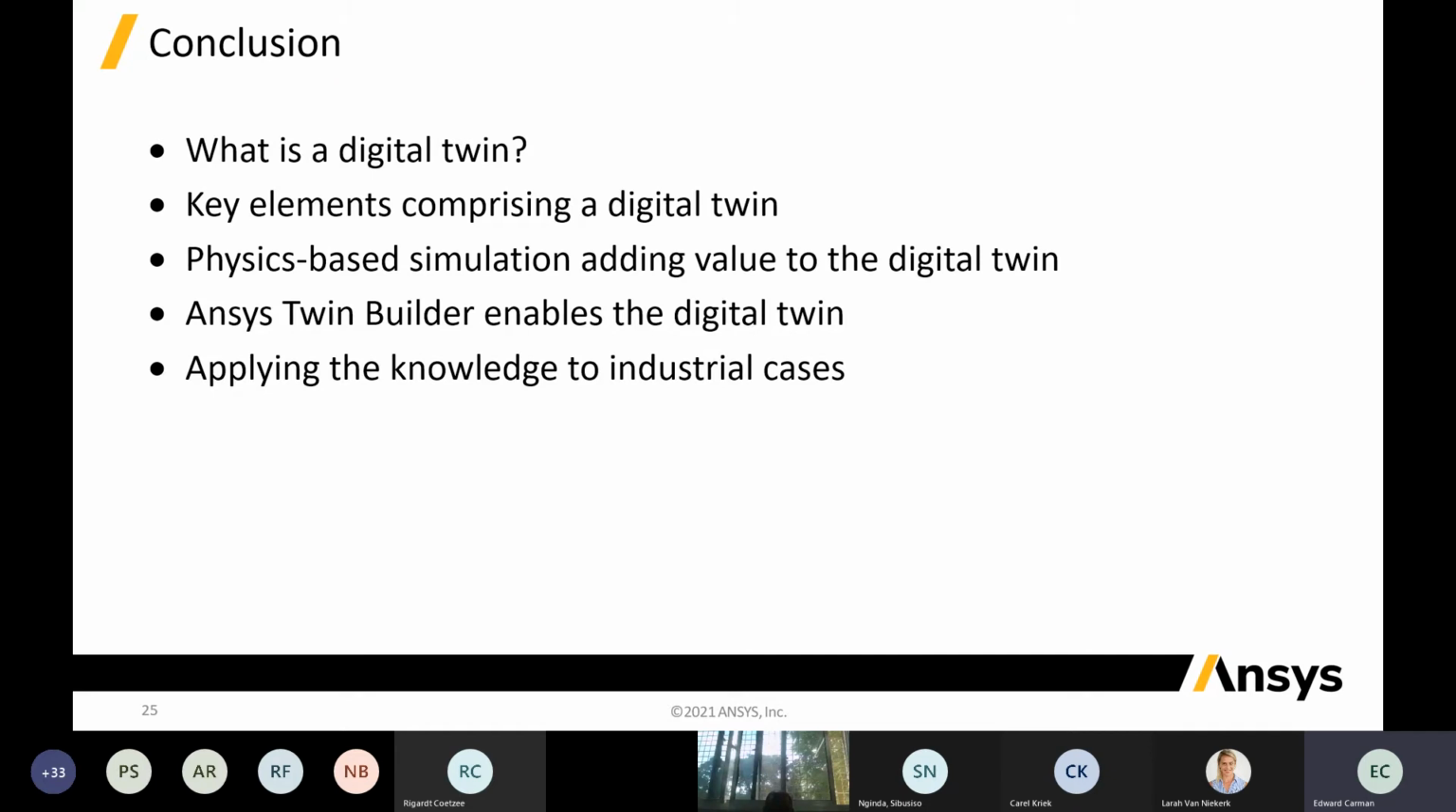We've shown how simulation fills in these holes in the data lake. We've shown how Twin Builder can be used to build these physics simulations. And finally, we've also shown how this could be applied to specific use cases, such as this gasoline blending application.